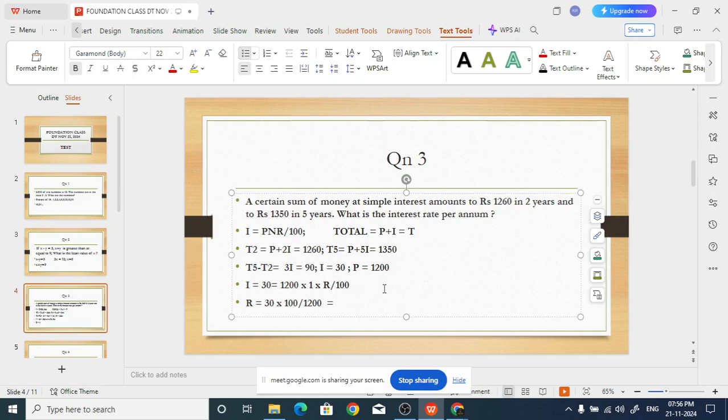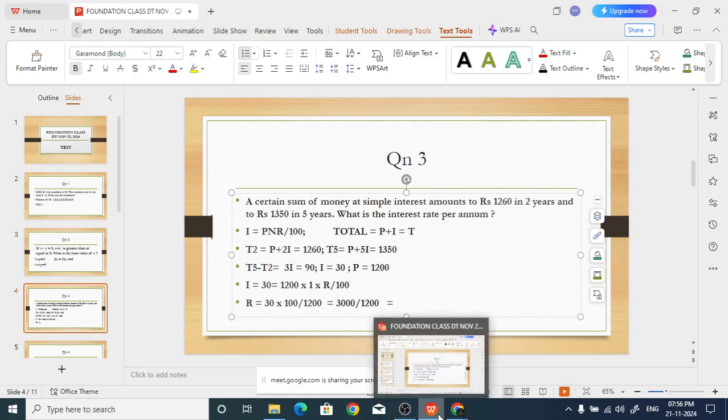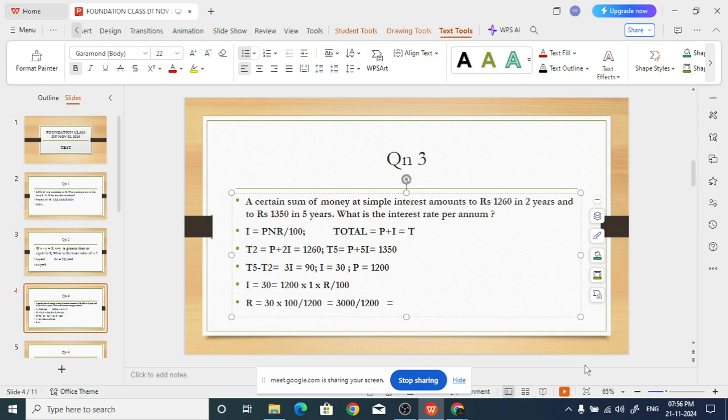I don't know. What is your problem? The simple multiplication and division, 30 into 100 divided by 1200. That is 3000 divided by 1200. How much are you getting? Somebody, what is the answer? 3000 divided by 1200. Why are you not able to do this calculation? This multiplication and division, you are finding it difficult. 3000 divided by 1200, how much are you getting?